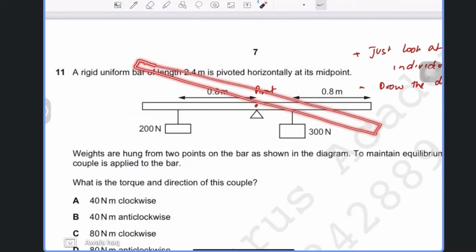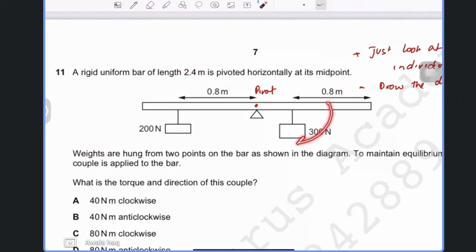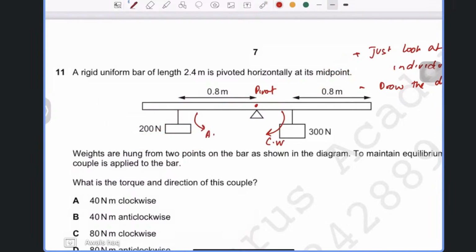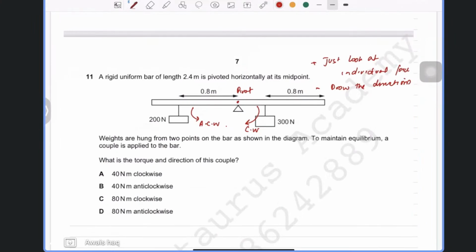That would mean that actually this force is causing it to move this way, which is obviously clockwise. So with my pen, I'm going to write this force is clockwise. And now I'm going to focus on the other force only. So this force is basically trying that this plank should go this way, which makes it a turning effect of this, which is anti-clockwise. So I'm going to write here that this is anti-clockwise.